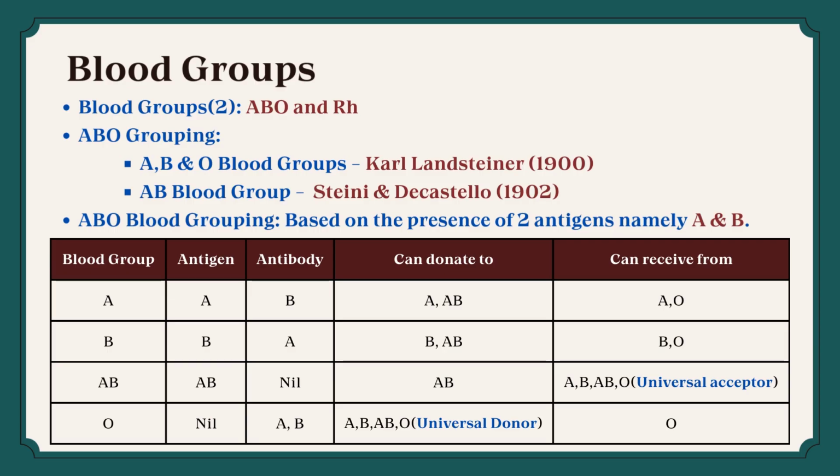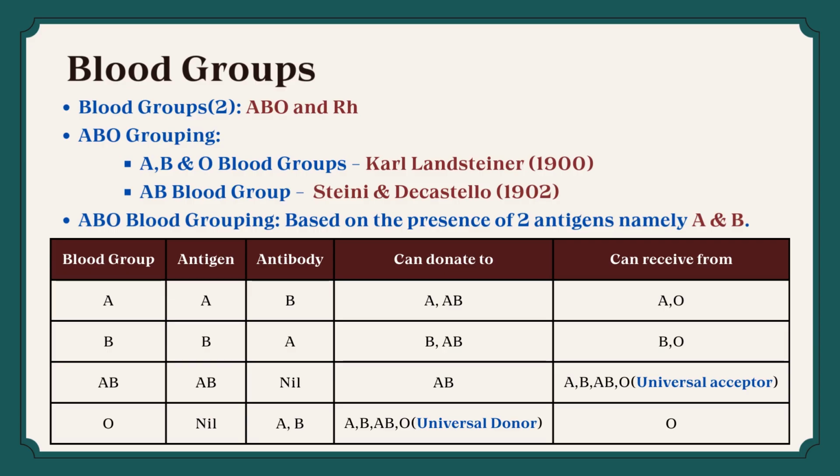Let's see the ABO blood group. Blood group A has antigen A in their RBC and B antibody in their plasma. Blood group A can donate to A blood group and AB blood group. And they can receive blood from A blood group and O blood group.